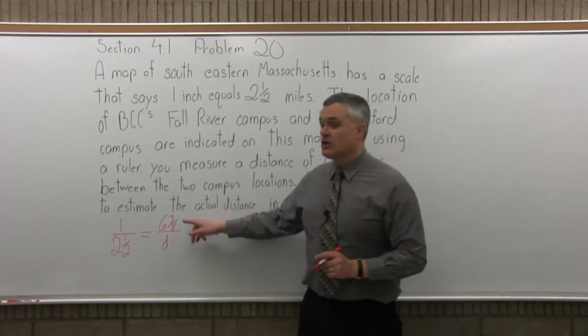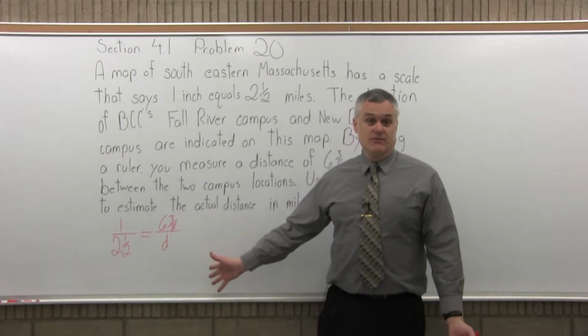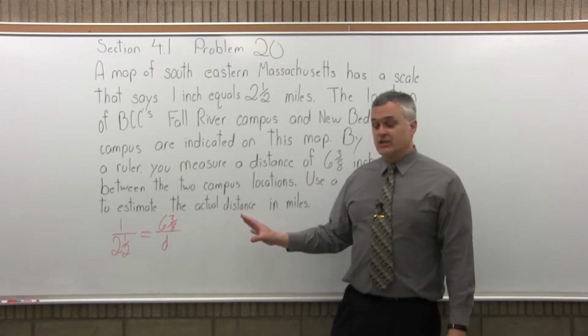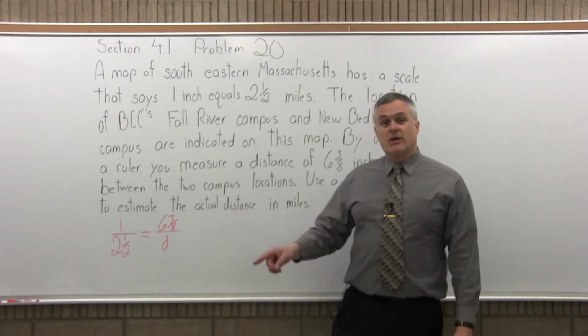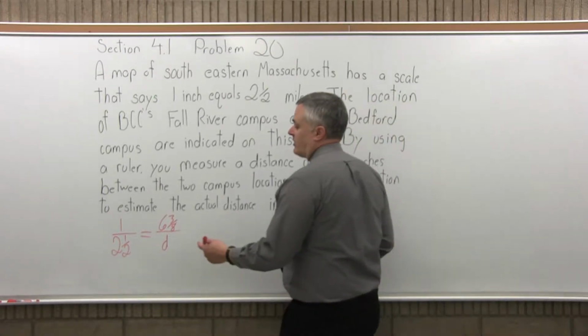So again, inches on the top, miles on the bottom for both. The number of miles that's unknown, I labeled it D for distance, which is sensible. So now that's the proportion. We have one fraction equal to another fraction. So when you have an unknown, what you want to do is multiply across in both directions and then divide away the number in front of the unknown value.